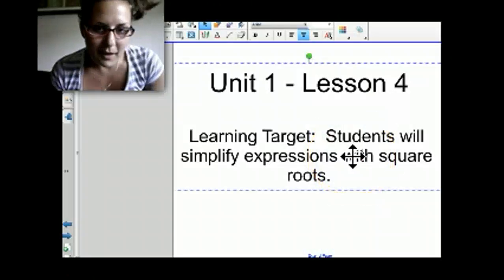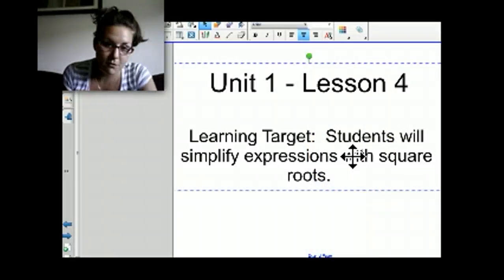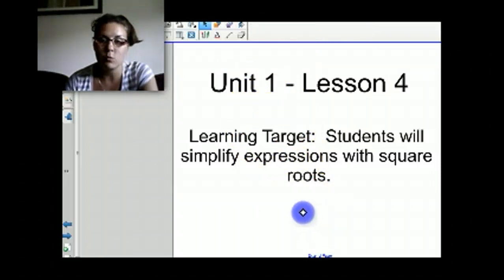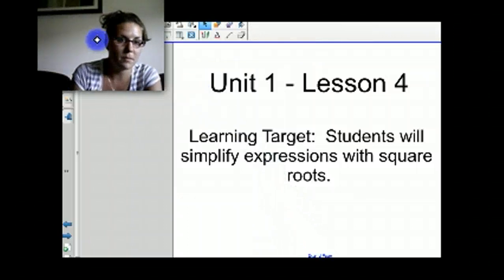I'm going to switch screens. Okay, so now we're on Unit 1, Lesson 4. Our learning target today is that we are going to be able to simplify expressions with square roots. So, here we go.